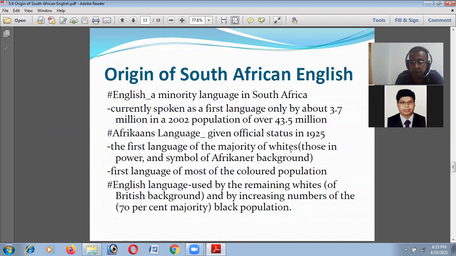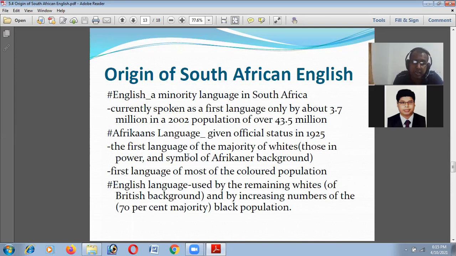The Afrikaans language was given official status in 1925. Afrikaans is the name of their language. This language got official status, just like in Bangladesh, where Bangla has official status as the state language.